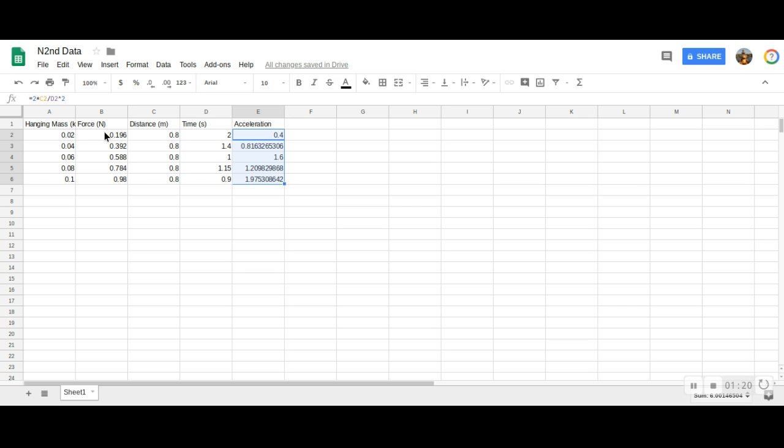The next step in the lab is to graph it. So using control, I'm going to highlight the force numbers, and I already have my acceleration numbers highlighted. So control, highlight the one column, hold down control, highlight the other column, and I've got my data selected. I'm going to click over here on the chart wizard, or insert chart.